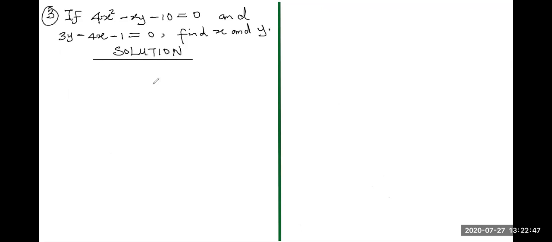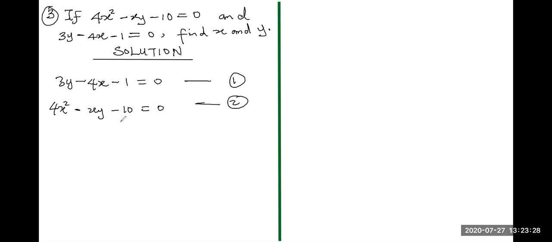Let's look at the third example for this episode. In question 3, we are told that if 4x squared minus xy minus 10 equals 0 and 3y minus 4x minus 1 equals 0, find x and y. Okay, so let's just start with a simpler equation. I will call this my equation 1 and this equation 2. Anyone can call the equation 1 or 2, that's not a problem. So I say 3y minus 4x minus 1 is equal to 0, my equation 1. And 4x squared minus xy minus 10 is equal to 0, my equation 2.